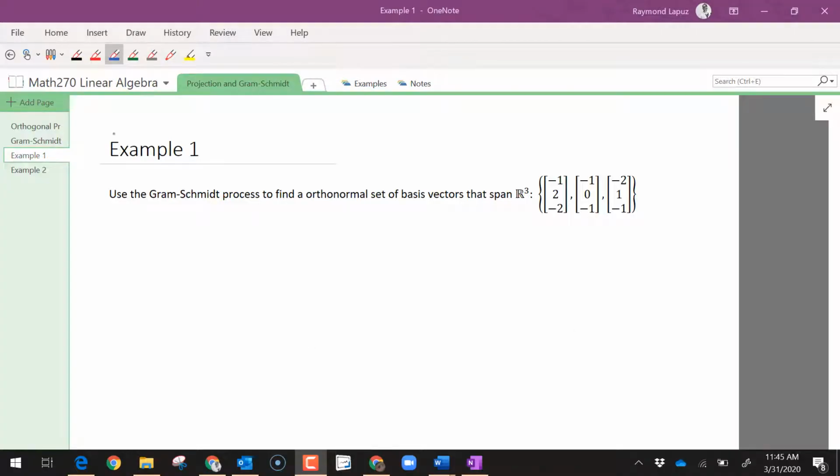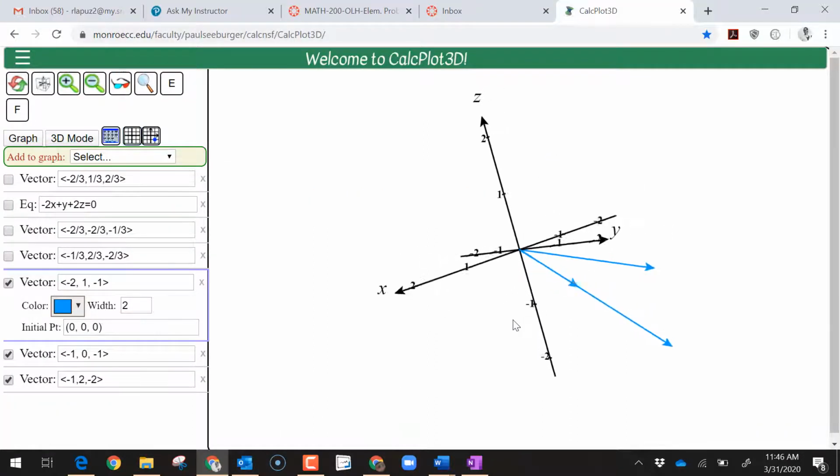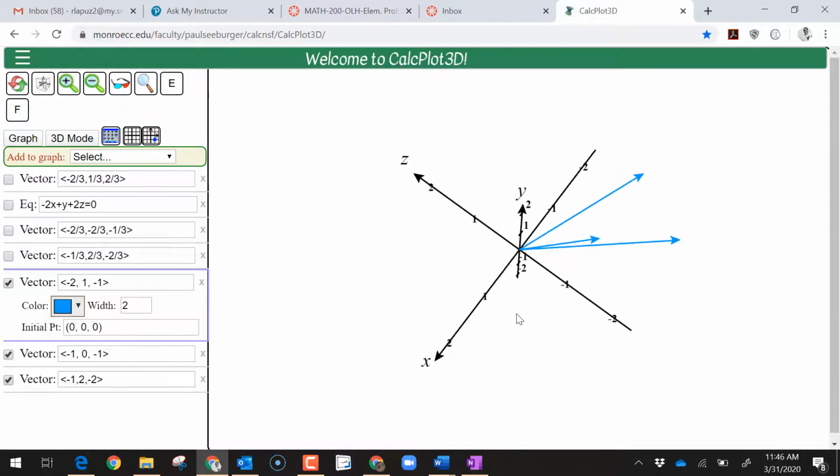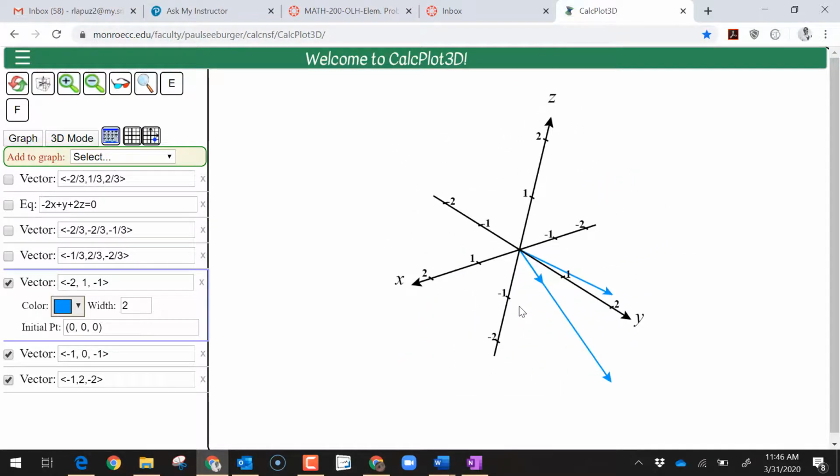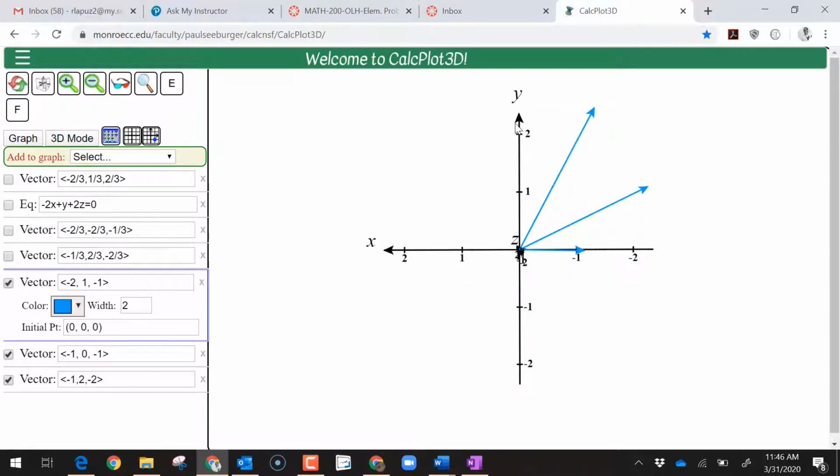Let's do this example. Use the Gram-Schmidt process to find an orthonormal basis for the span of these three vectors. These three vectors are in R3, so if they're linearly independent, they would essentially span all of R3. And let's just say geometrically by inspection, we can see that they are not collinear, not coplanar, so they are linearly independent, and therefore they must span all of R3.